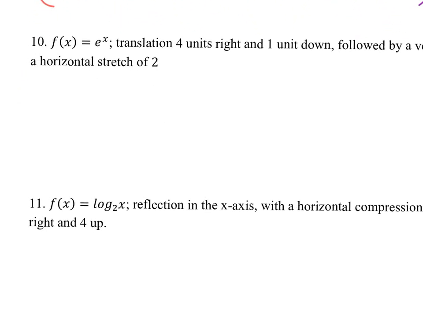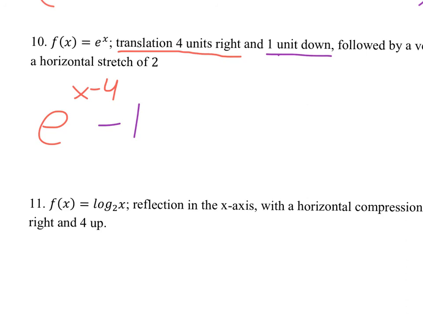Number 10. Now we're dealing with e to the x. We want to translate this 4 units to the right. Well, 4 units to the right means we're going to replace our x with x minus 4, because the x's lie to us. So we have e to the x minus 4. We're going to then take this and go 1 unit down. 1 unit down, toss a minus 1 onto it.